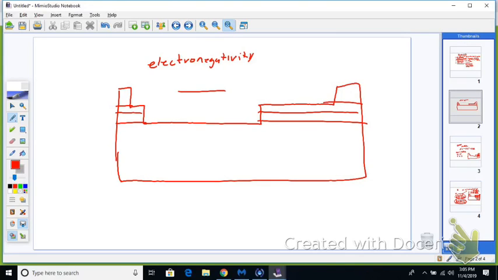So electron affinity will increase going across, except for the last group. And everybody knows why that is the case, because they don't form bonds. So they increase in electronegativity going across. Going down, it decreases.